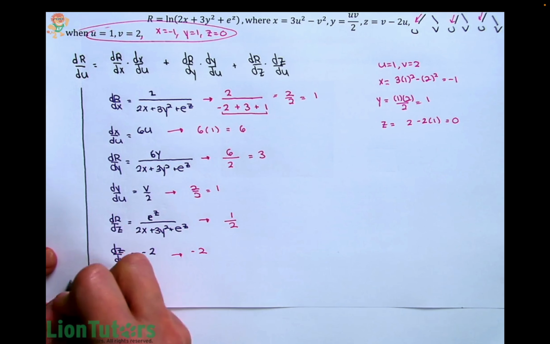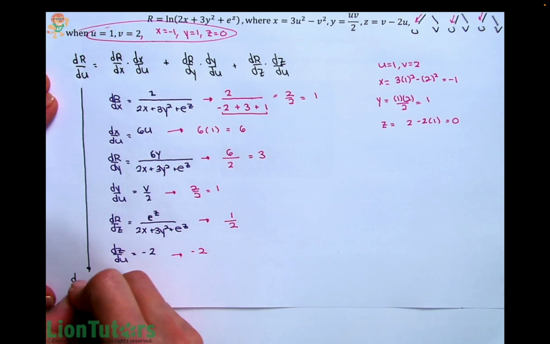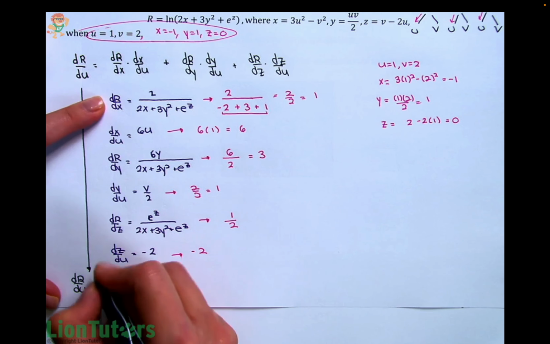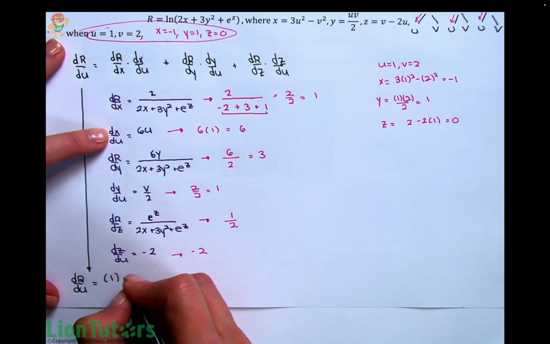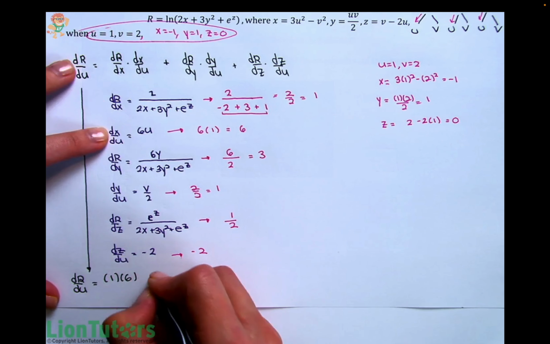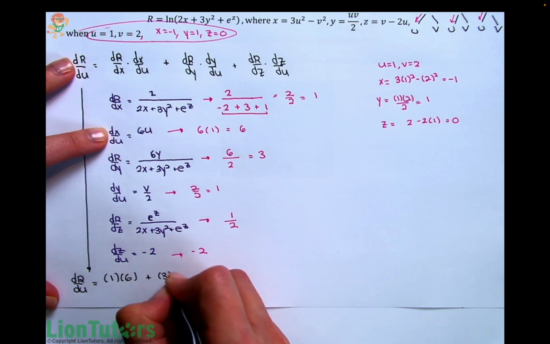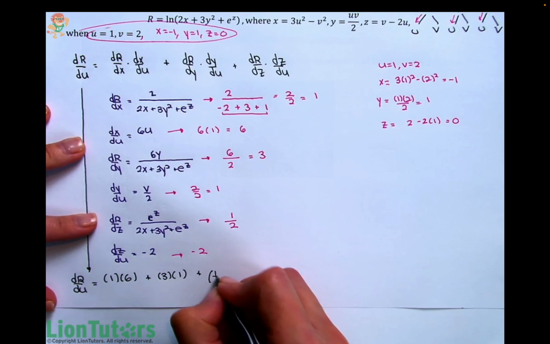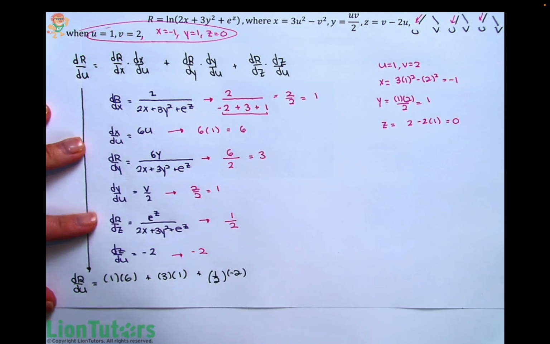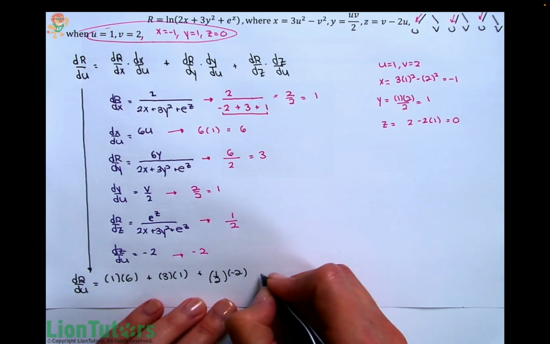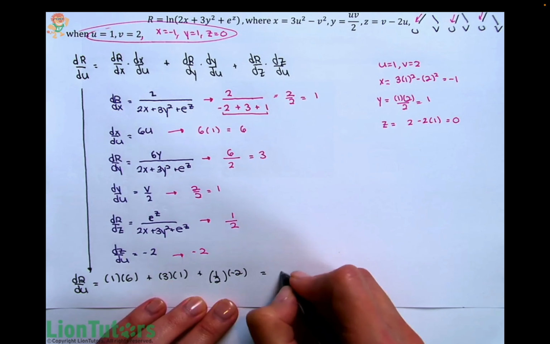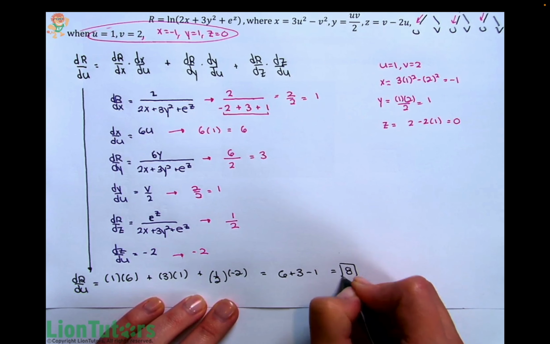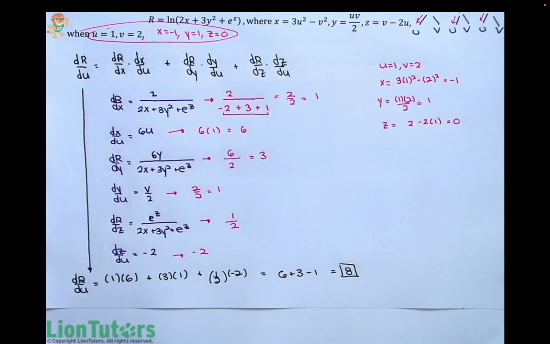And that's going to give us that dr du equals our dr dx, which is 1, times dx du, which is 6, plus 3 times 1, plus 1/2 times negative 2. So overall, that gives us 6 plus 3 minus 1. So that gives us an 8 overall.